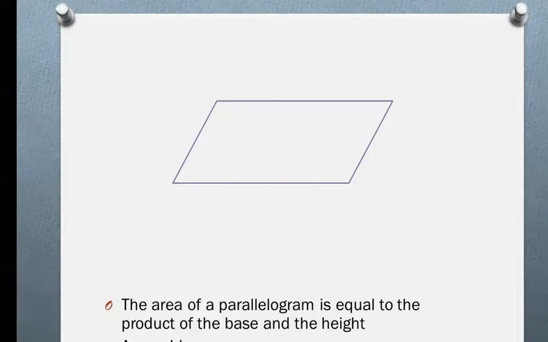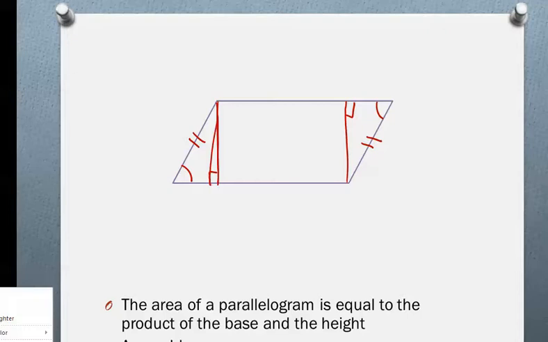Now let's talk about area of a parallelogram. A few things that we know about a parallelogram is the opposite sides will be congruent and opposite angles are congruent. If I draw a perpendicular line creating triangles, you'll notice that the two triangles are congruent.